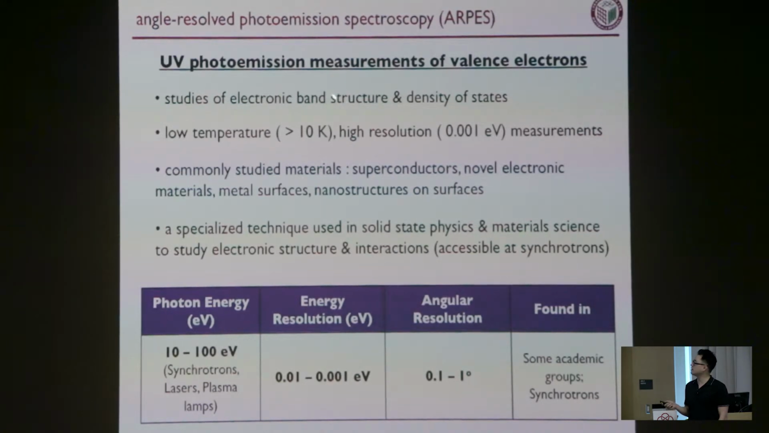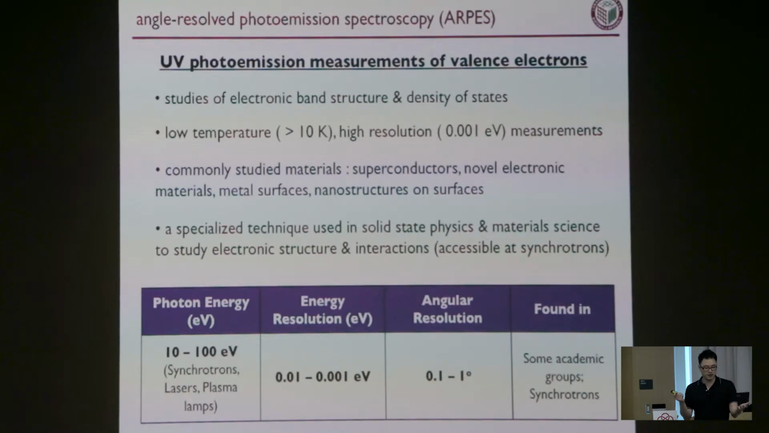I think I covered a lot of this already. So again, we're doing most of these experiments at 10 to hundreds of electron volts, which means the main sources are synchrotrons, some lasers, and plasma discharge lamps. This kind of stuff is found mostly at synchrotrons, also some just laboratory sources like we have in our laboratory. These days people use them to study all kinds of different materials.